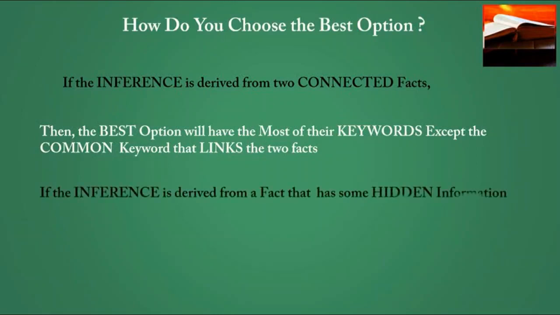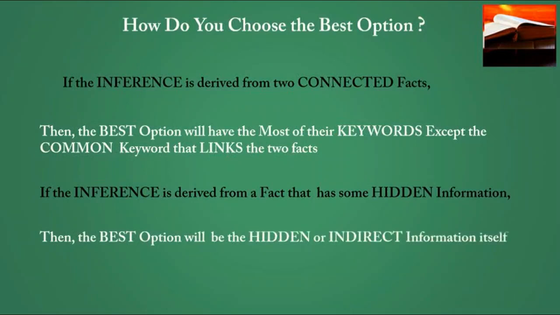If the inference is derived from a fact that has some hidden information, then the best option will be the hidden or the indirect information itself. In other words, the inference or the best option is just a different version of the given information in the passage. Now, try the following question. Please pause your video.